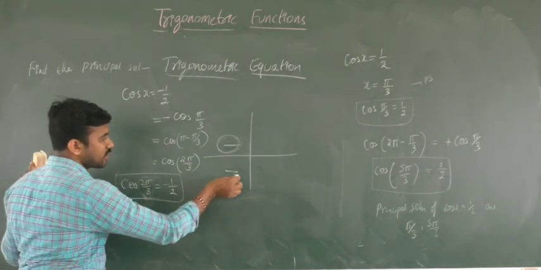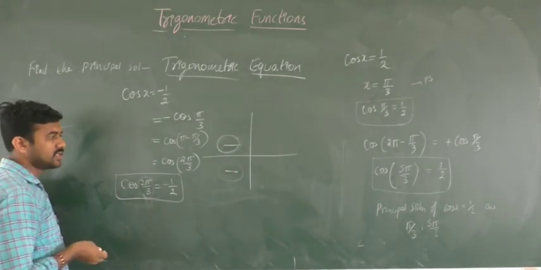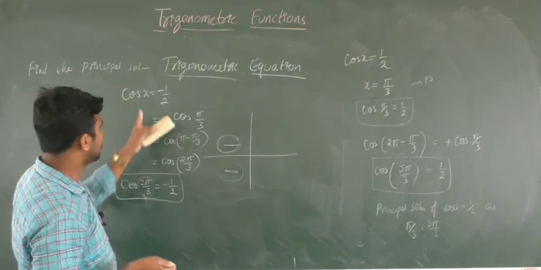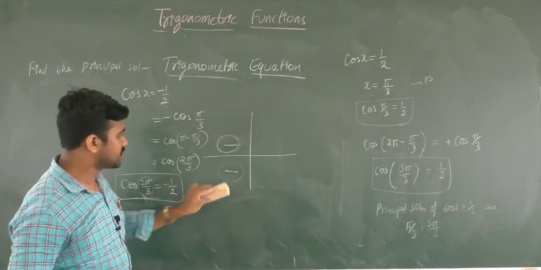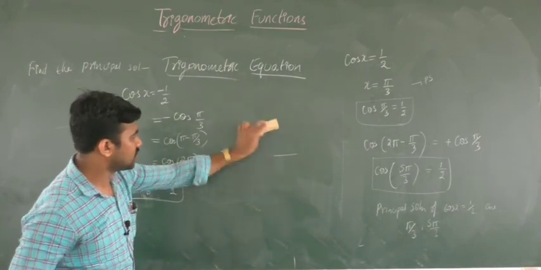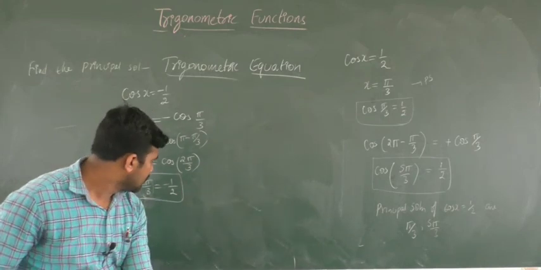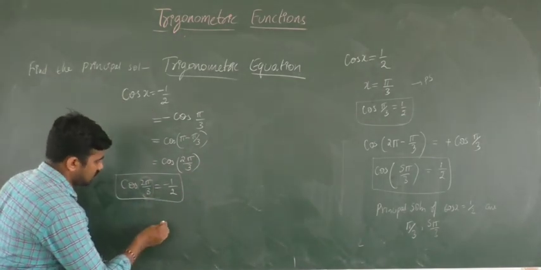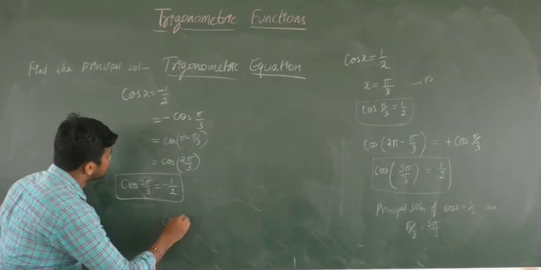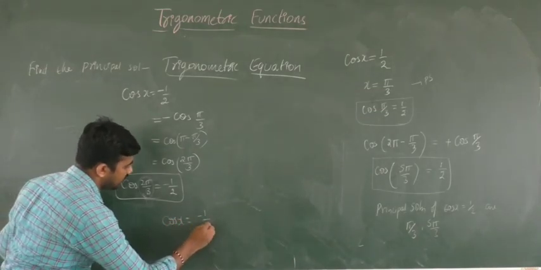Another principal solution we will get in the third quadrant. You will get it in the third quadrant, because here cos x is negative, so another x lies in the third quadrant. So how to find it? See, here cos x is equal to minus half, right?